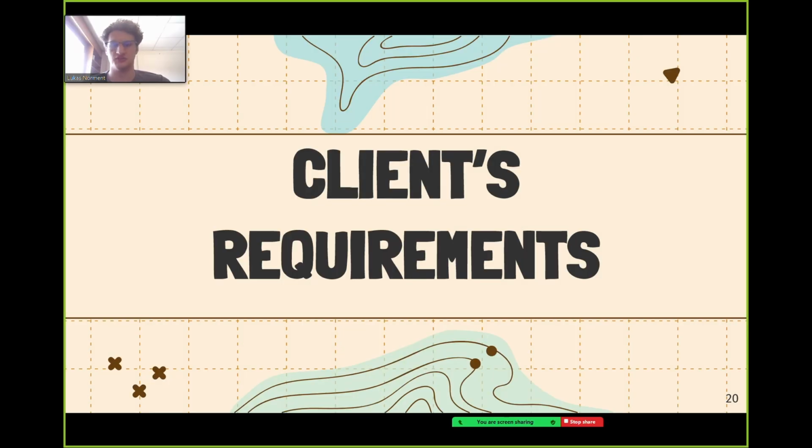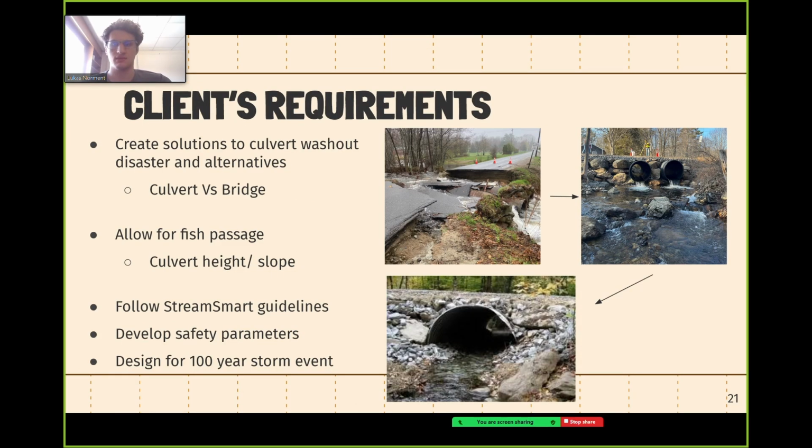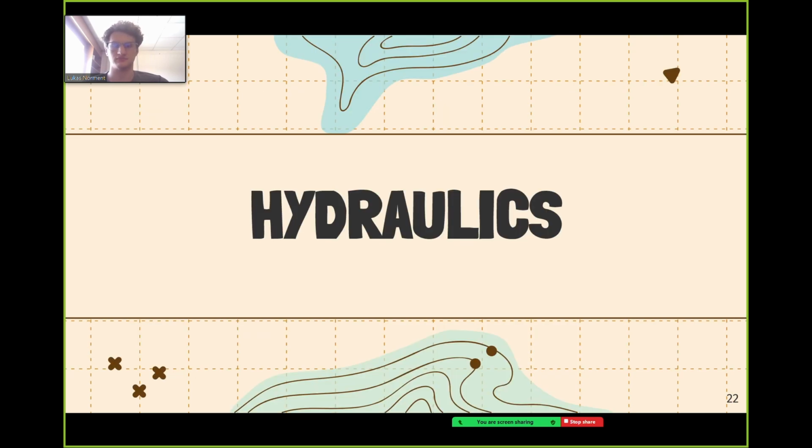I will restate the client's requirements. The client has asked us to create solutions to the culverts on Quiggle Road and Mount Pleasant Road from washing out in large flood events. To do this, we will design for a 100-year storm flood event. In addition, we have been asked to create open bottom culverts that will satisfy StreamSmart guidelines and allow fish and wildlife passage underneath the culverts.